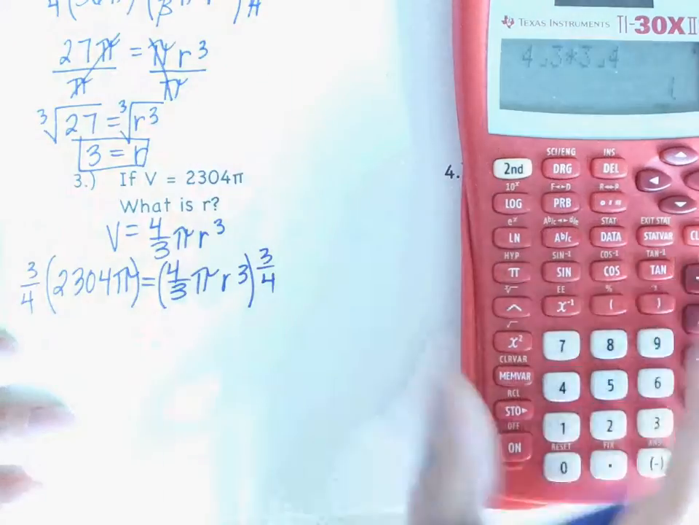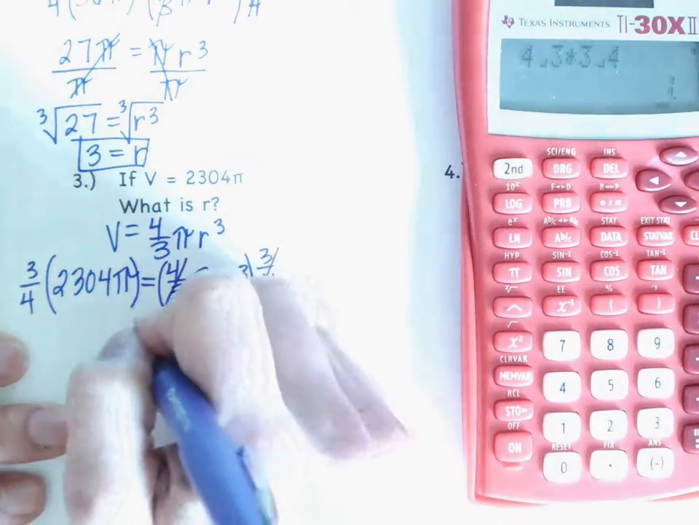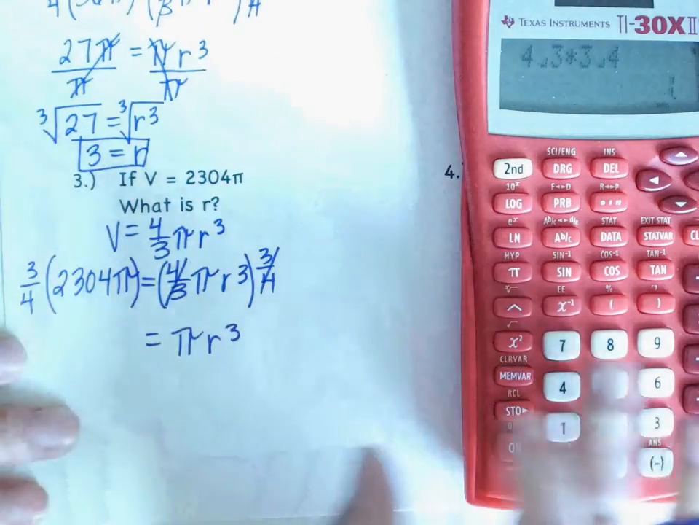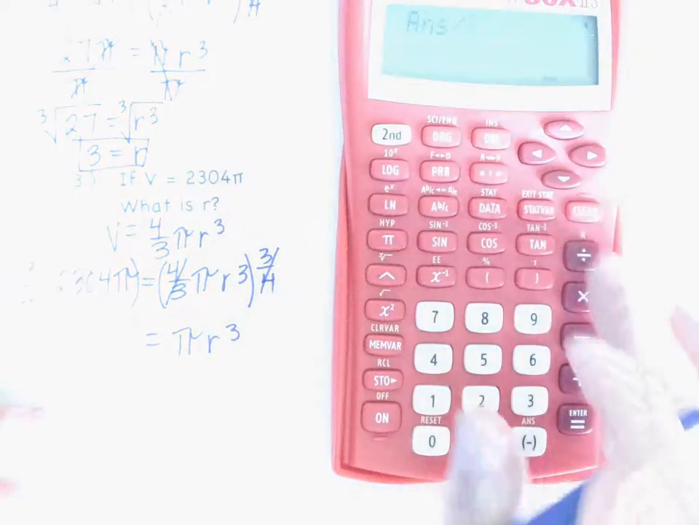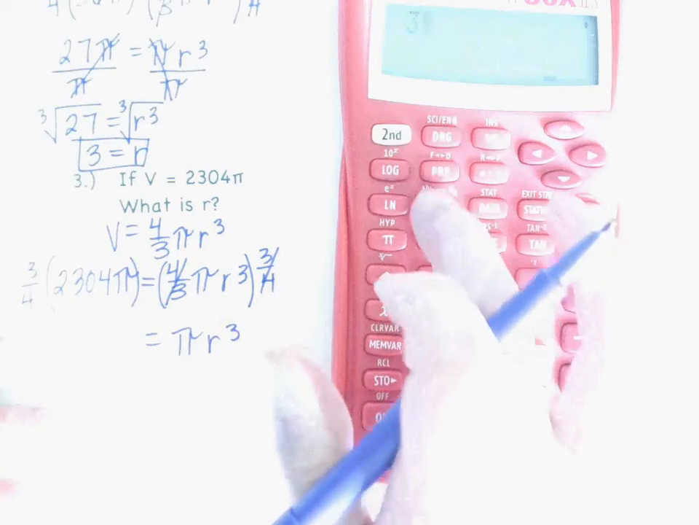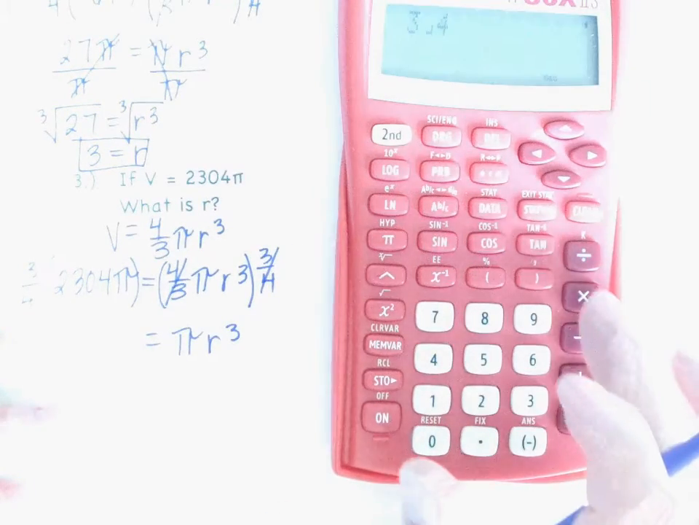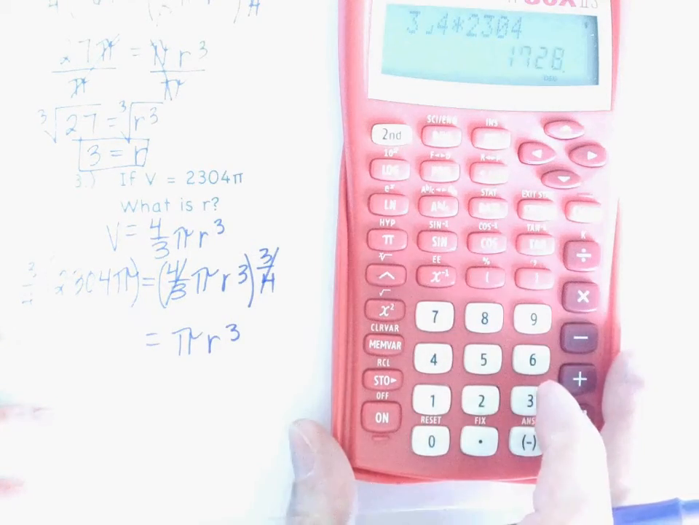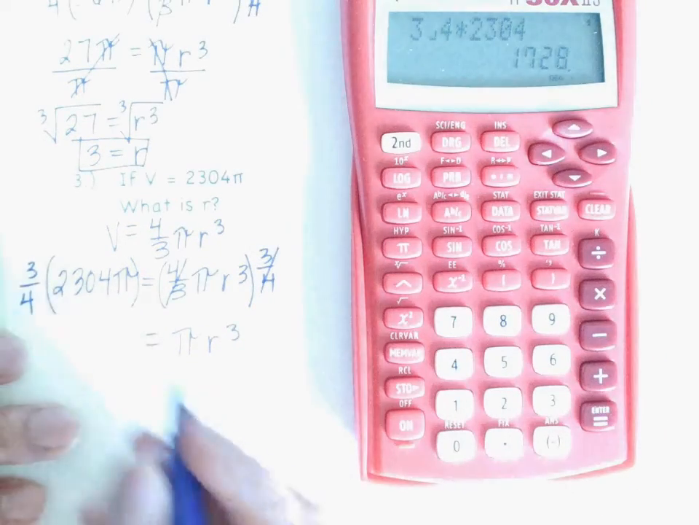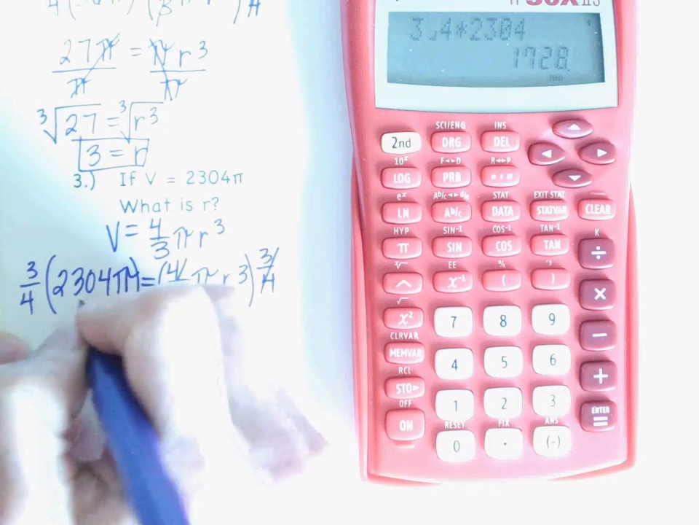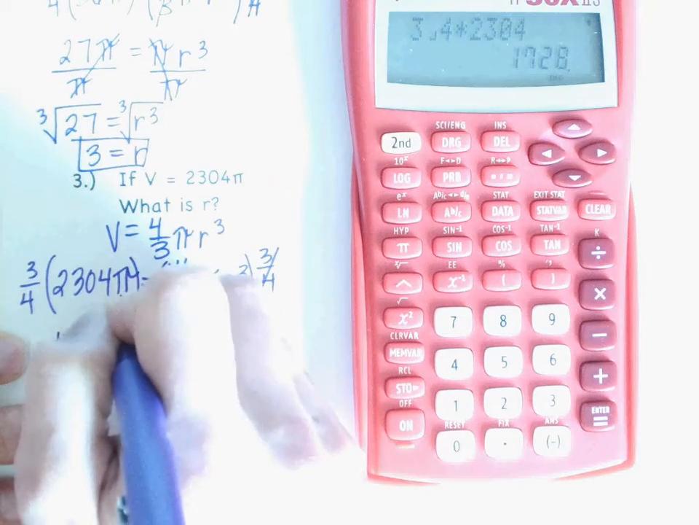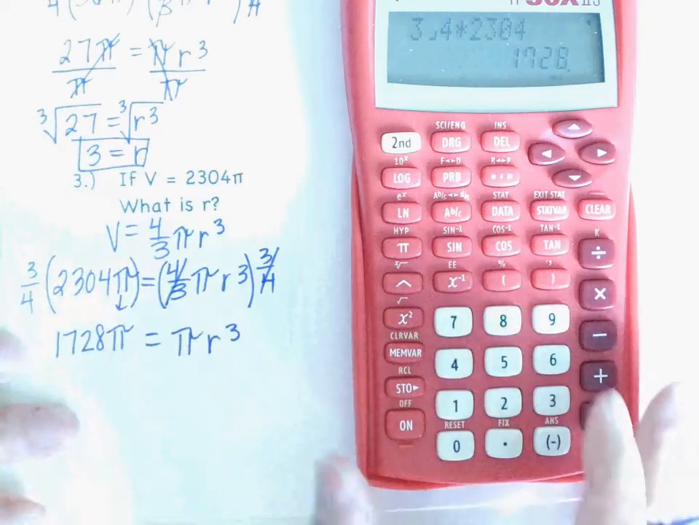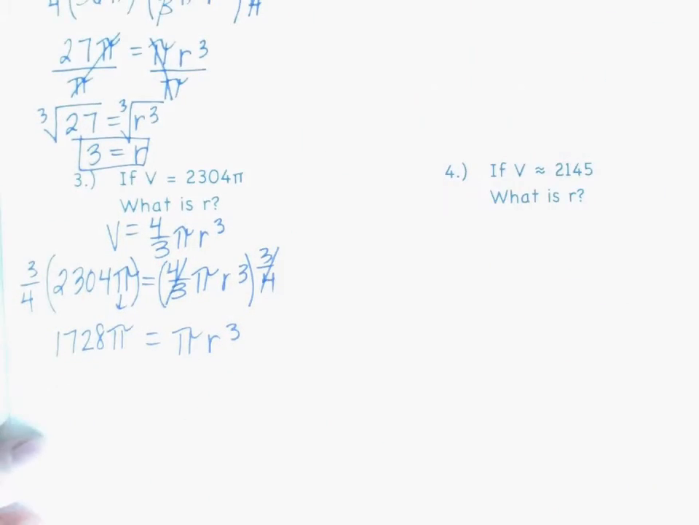But again, if I do it to one side, I have to do it to the other. Properties of equality. So on the right, it does cancel, and I can recopy pi r cubed. But on the left, I have to do 3/4 times 2,304, okay? And I get 1,728. Remember, there's a pi there, so the pi is going to get dropped down. Okay. My next step is we are going to eliminate pi.